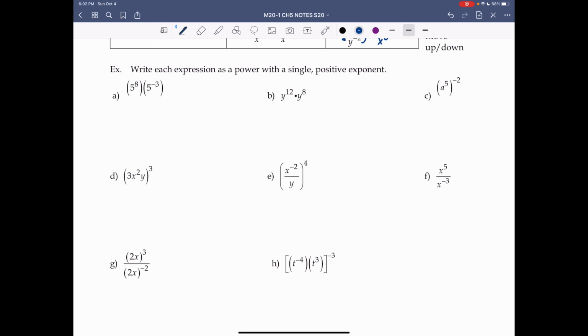Write each expression as a power with a single positive exponent. 5 to the power of 8 times 5 to the power of negative 3. That is the multiplication law. It tells us to add the exponents. 5 to the power of 8 plus negative 3, which equals 5 to the power of 5.